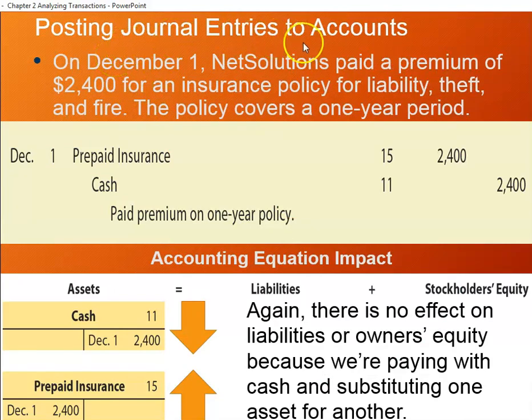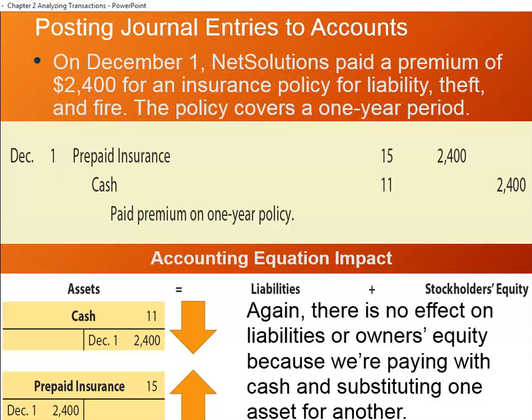Continuing on, posting journal entries to accounts, it says on December the 1st, this is the next month, Net Solutions paid a premium of $2,400 for an insurance policy for liability, theft, and fire. The policy covers a 1-year period. So what we have here is we're swapping out one asset for another. We had cash of $2,400 that we let go of. We spent it. And we get a prepaid expense asset.